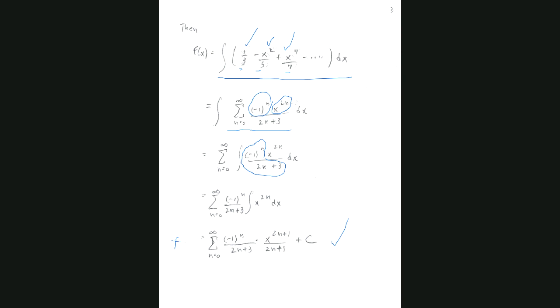So here's the function, and it's applicable when x is between -1 and 1. And we're going to leave the constant there, right? Because the function was an indefinite integral with respect to x, so it's got to be a function of x.